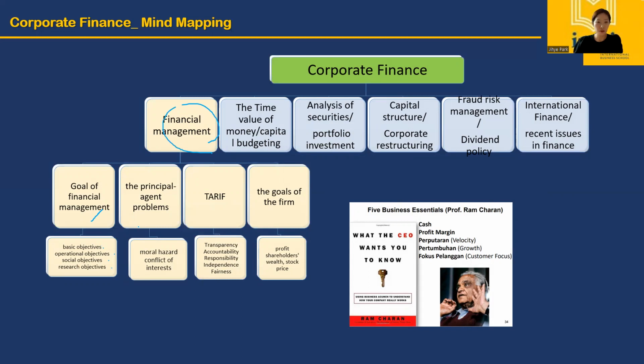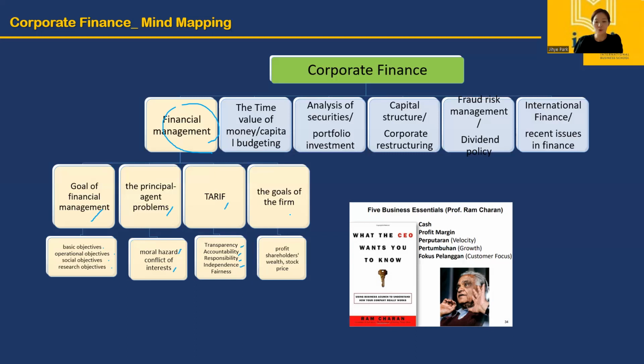We also studied the principles that cover the principal-agent problems, like moral hazard and conflicts of interest, which are the good corporate governance principles. It's TARIF. The first letter T is about transparency, A is accountability, R is responsibility, I is independence, and the last, but not least, F is about fairness.